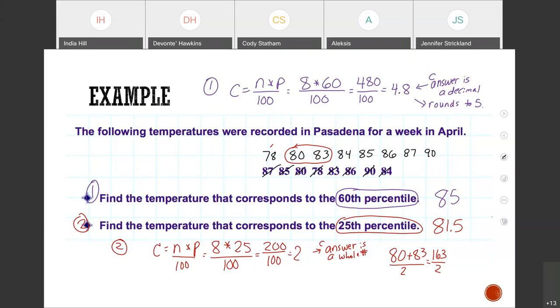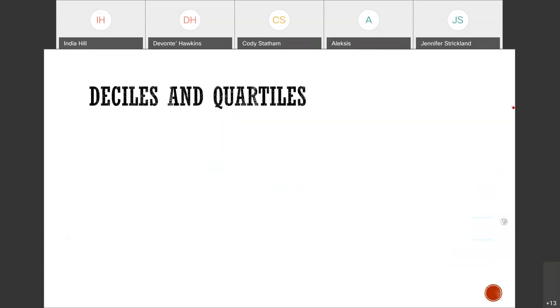Okay, so let's go ahead and deal with the deciles and the quartiles real quick before we go. They're going to work pretty much just like the percentiles did.